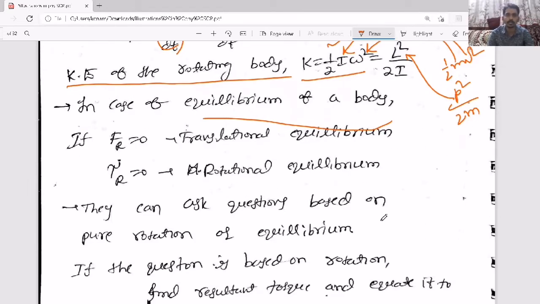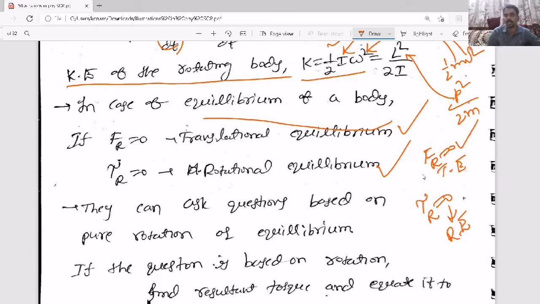So equilibrium of a body means there are two types. One is translational, another one is rotational. Equilibrium means the body should remain at rest, or all the forces and torques must be balanced. If the net force is zero, that is called translational equilibrium. If the net torque is zero, then we call it rotational equilibrium.